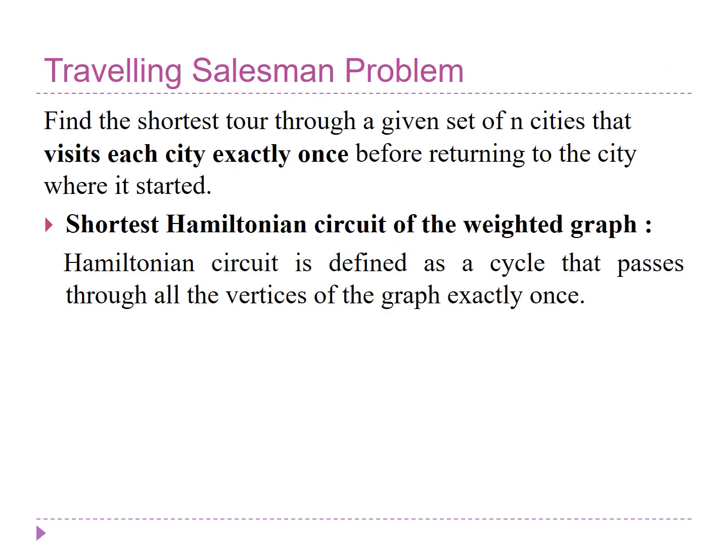The traveling salesman problem. The traveling salesman problem finds the shortest tour through a given set of n cities that visits each city exactly once before returning to the city where it started. In other words, we find the shortest Hamiltonian circuit of the weighted graph. The Hamiltonian circuit is defined as the cycle that passes through all the vertices of the graph exactly once. Let us solve the traveling salesman problem using the exhaustive search approach.